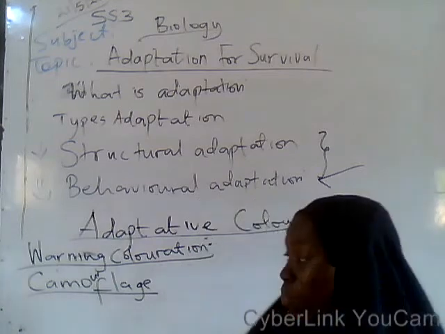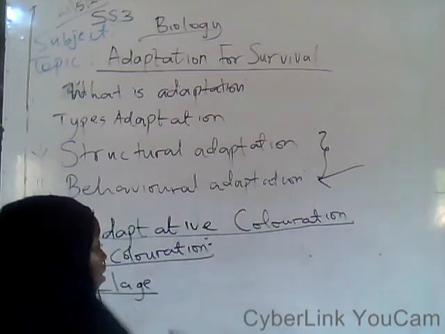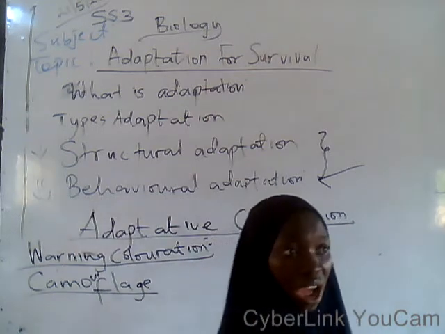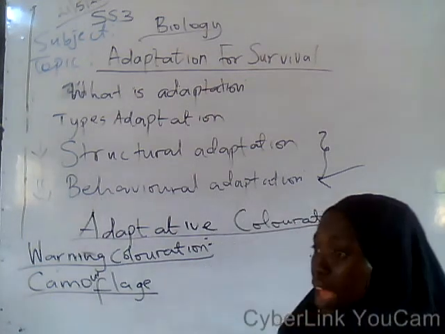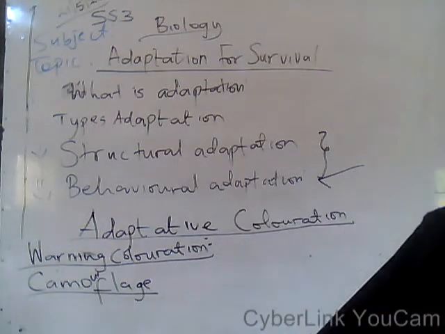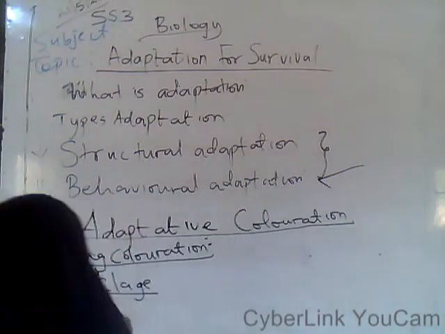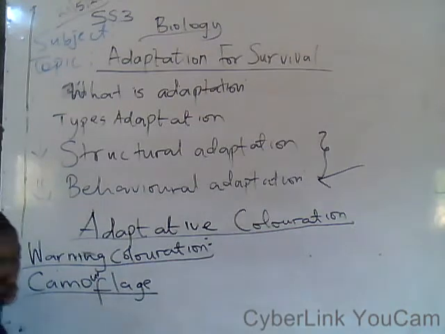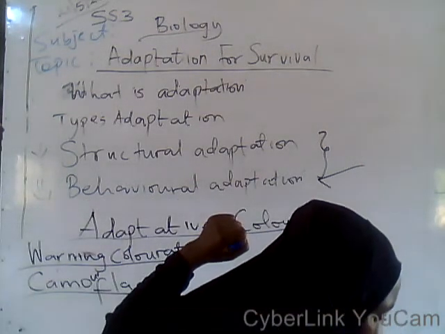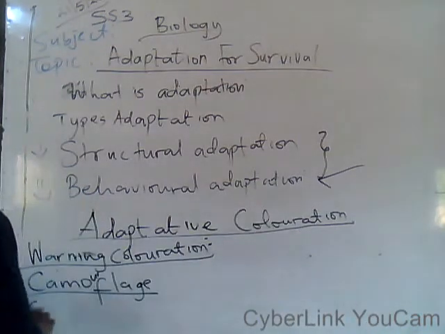Another example is found in green snakes. Most green snakes walk around grasses and where we have plants, and they become unnoticed by their predators. Another example of adaptive coloration is known as countershading.